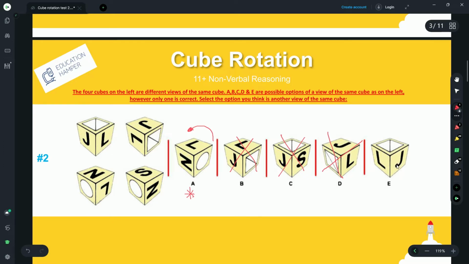These faces are incorrect. So the J should be over here and the L should be over here, as per this example here. So just be careful about these questions. They always put in a tricky one, so that one's incorrect. The correct answer here is A.